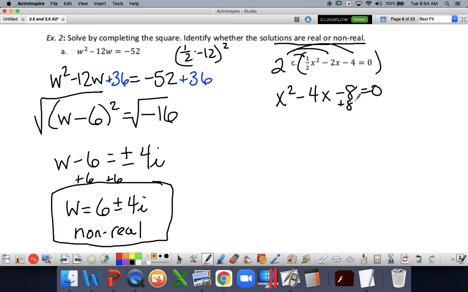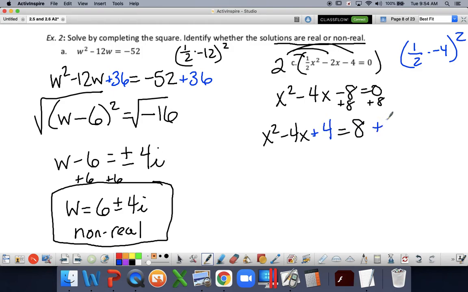I then add 8 to both sides. Notice how I'm kind of keeping that space there. I then take half of negative 4, which is negative 2, and square it. Negative 2, the quantity squared, is positive 4. So I add 4 to both sides. I then rewrite this as a binomial squared. I then take the square root of both sides.